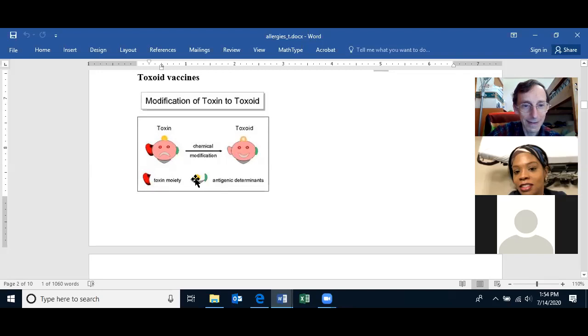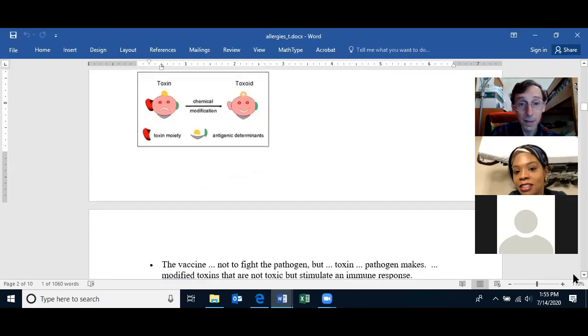I don't know why that looks like an egg with a triangle under it and a green thing there, but the antigenic, oh I see, the antigenic determinants are now the gray part and the green part and maybe the egg on top too. The toxin has been chemically modified, and so the toxin is no longer toxic, and we call it a toxoid. And then we inject the toxoid as a toxoid vaccine into the patient, and then the immune system reacts to the toxoid.